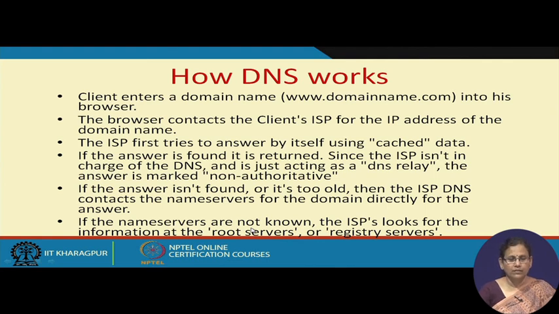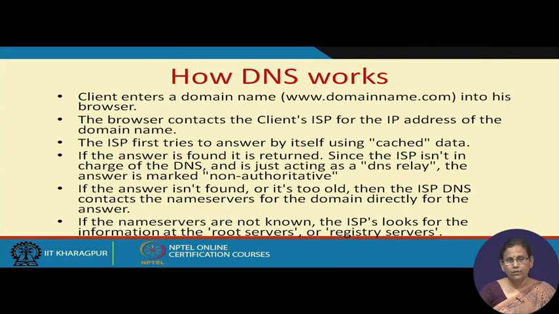Let us see how this DNS works. Whenever a client enters a domain name into his browser, the browser contacts the client's ISP for the IP address of the domain name. Why the ISP? Though the main domain name to IP conversion table stays in the corresponding root domain server, as I told you, this is a distributed database system, and a replica, a part of it, is available if some previous instances of that conversion have happened in the ISP's proxy, or your own organization proxy, or in your local machine. Then that name to address conversion is available there itself in that corresponding DNS. Then the ISP first tries to answer it by using its cached data.